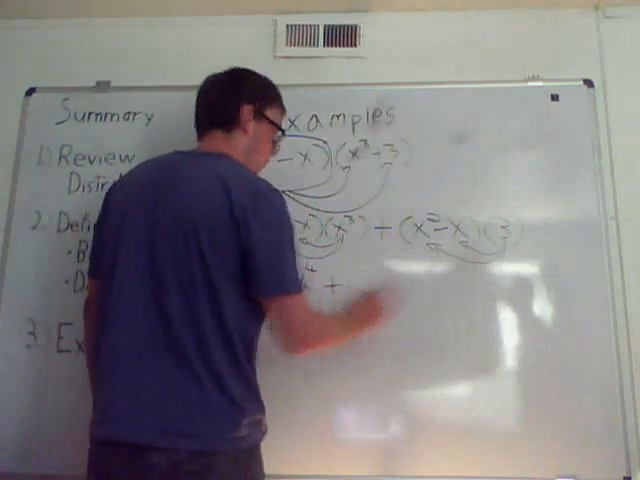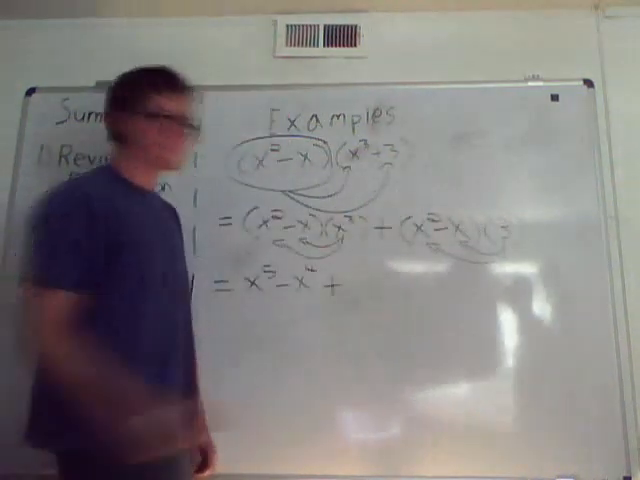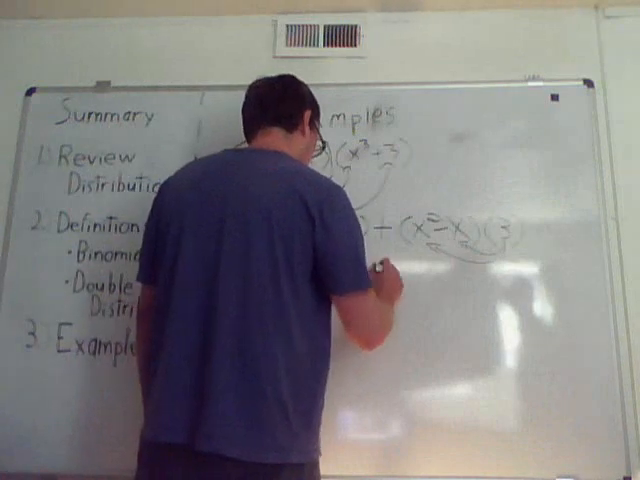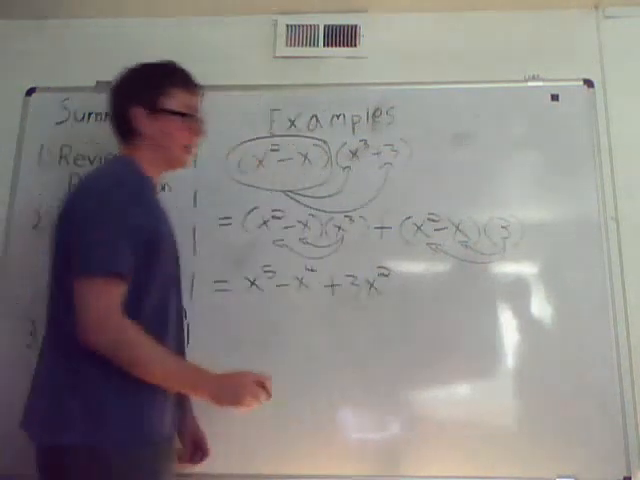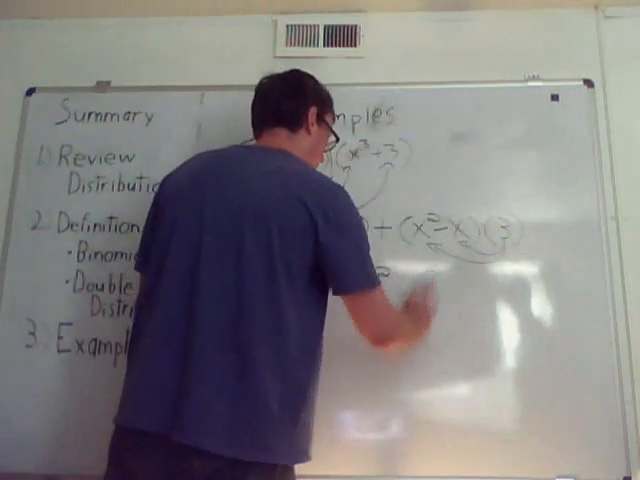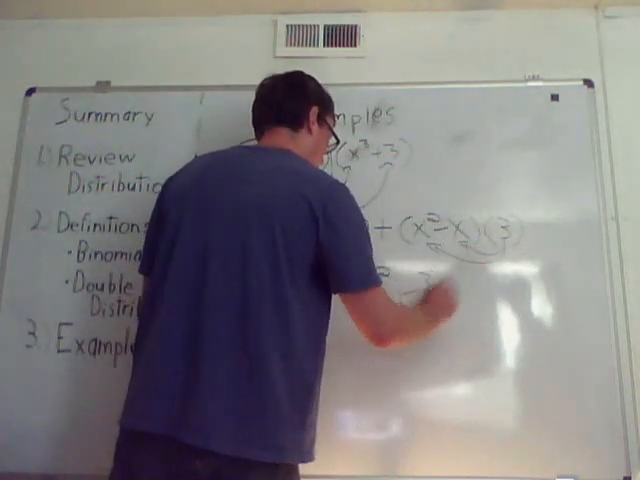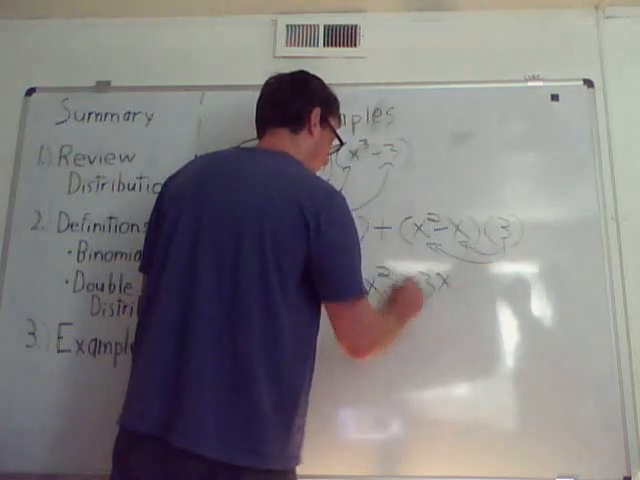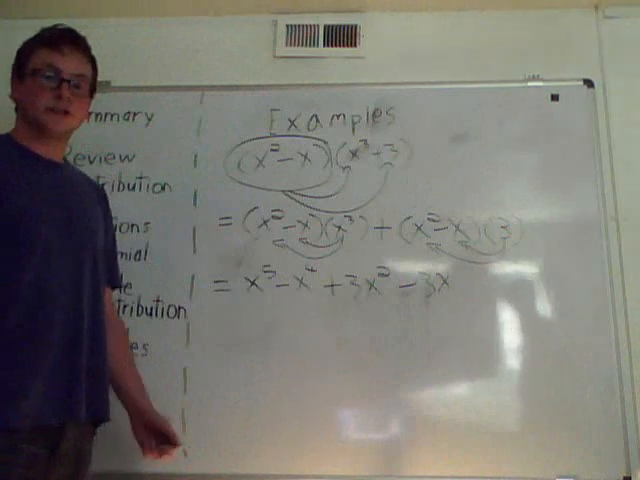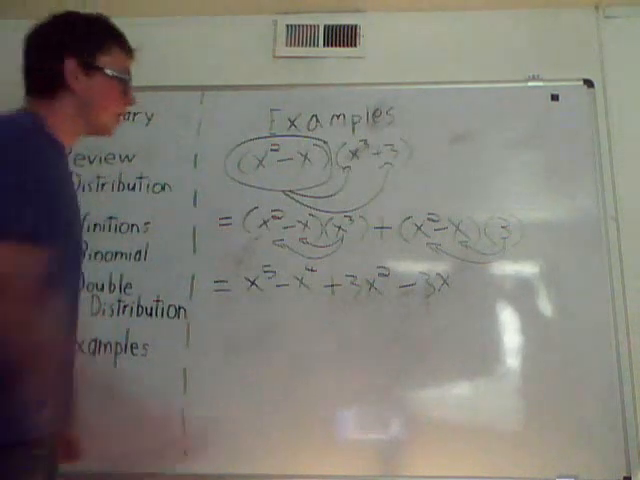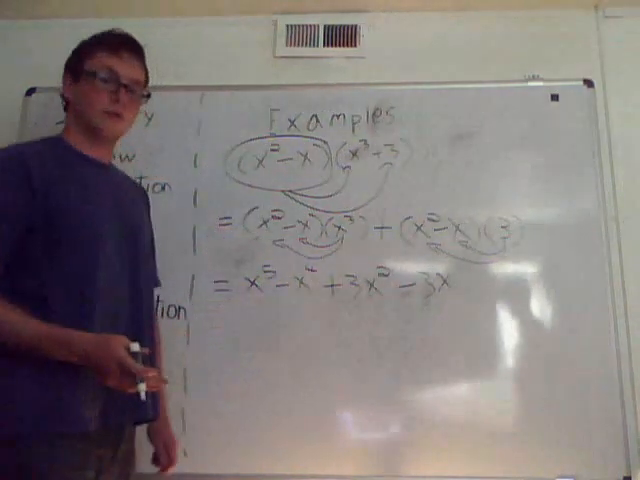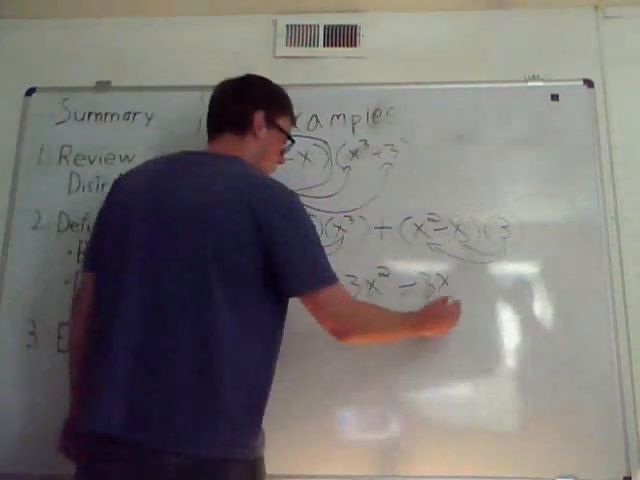Plus, we multiply our 3 over. 3 times x squared. And 3 times negative x, which is just negative 3x. Okay. So a lot of you are thinking, all right, last step, what we have to do is combine like terms. But as you can see, there are no like terms in here. We can't combine anything. So this is our final solution.